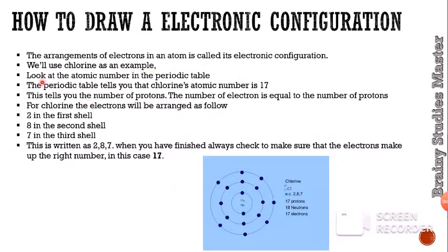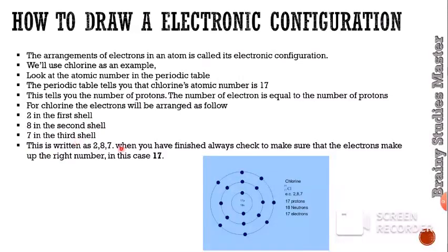Now look at the atomic number in the periodic table. When we look at the periodic table, we find chlorine's atomic number is 17, and this tells you the number of protons. The number of electrons is equal to the number of protons. For chlorine, the electrons will be arranged as 2 in the first shell, 8 in the second shell, and 7 in the third shell. So this is written as 2, 8, 7.